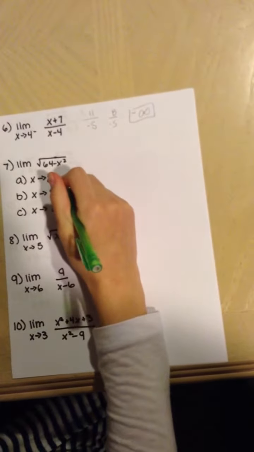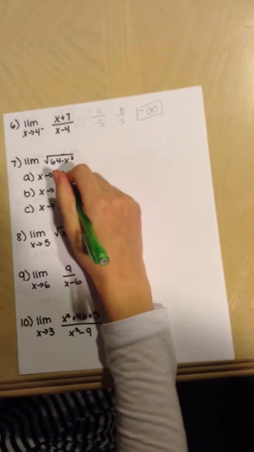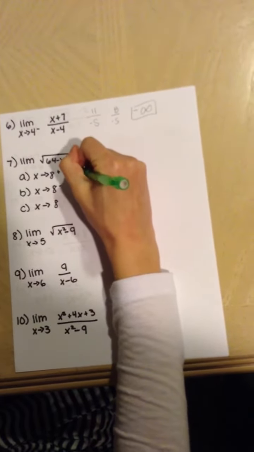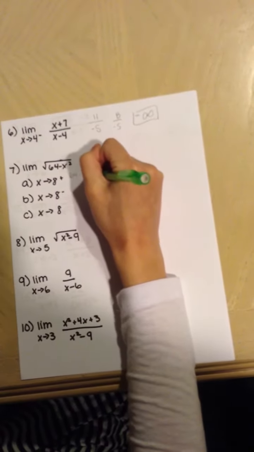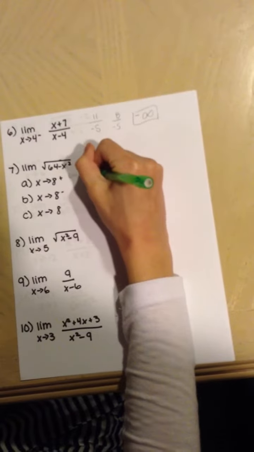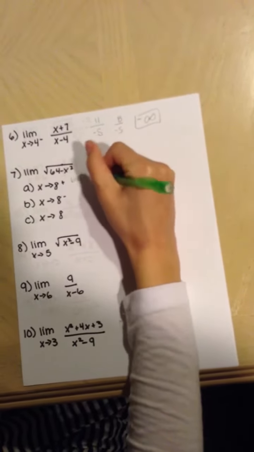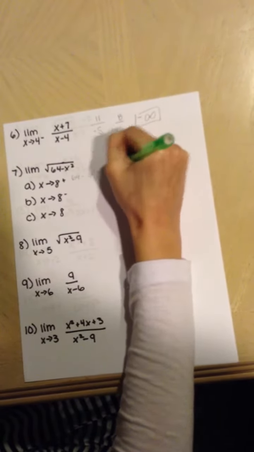For this one, to the right of 8, which is going to be a little bit more than 8, so 64 minus a little bit more than 8 squared is going to be a little bit more than 64, which will get a negative under the radical. You can't do that, so it doesn't exist.